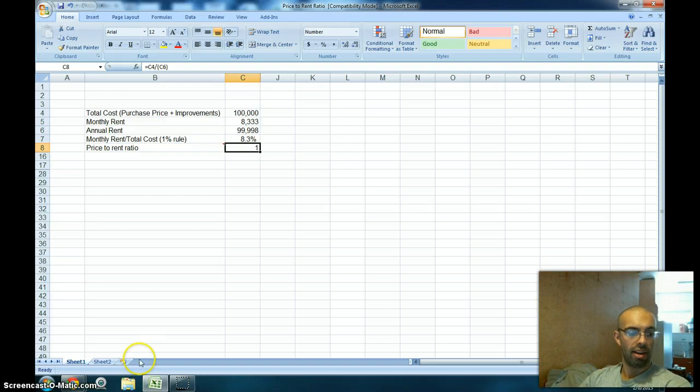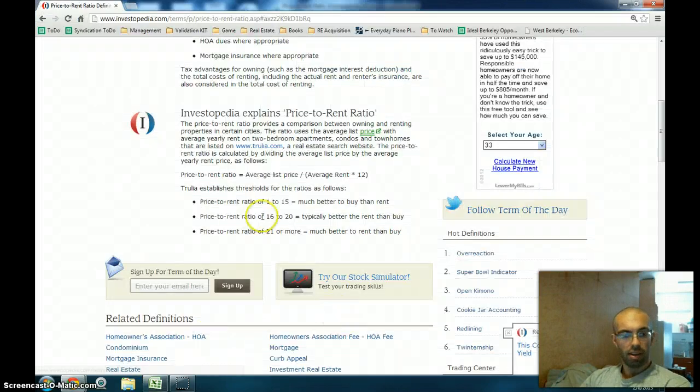Now what does that mean? If we go back to our definition, Investopedia says a price to rent ratio of 1 to 15 means it's much better to buy than to rent. A price to rent ratio of 16 to 20 means it's typically better to rent than to buy. And with a price to rent ratio of 21 or more, it's much better to rent than to buy.